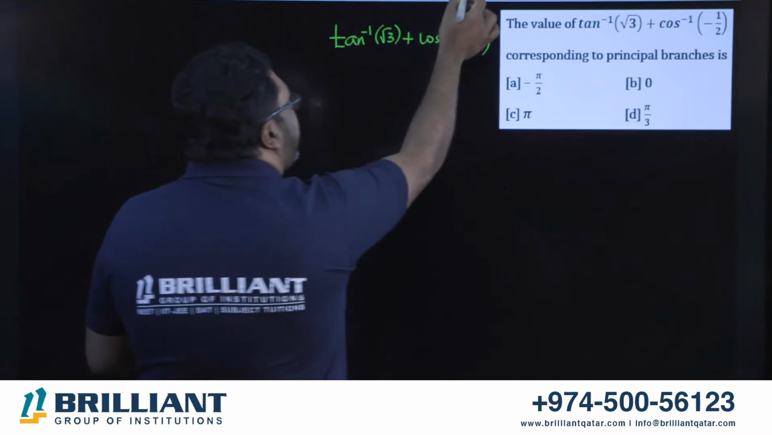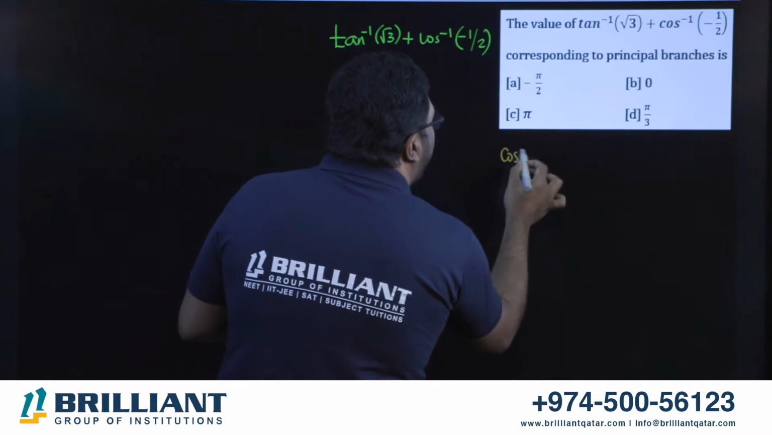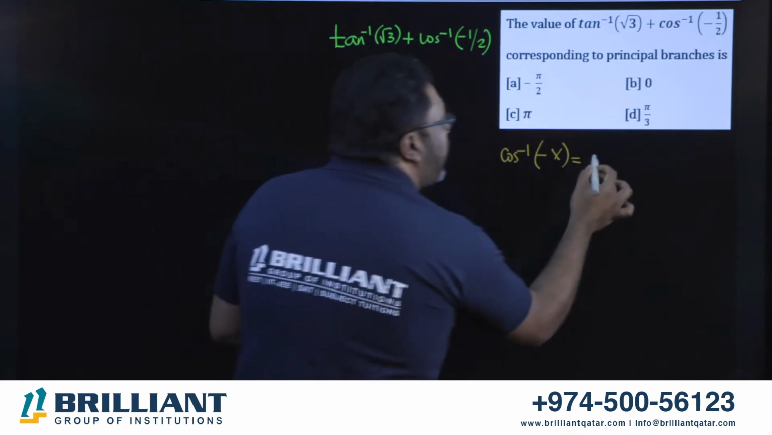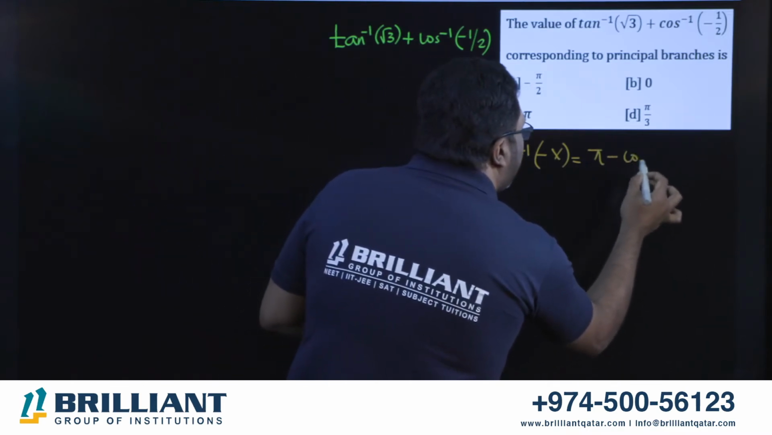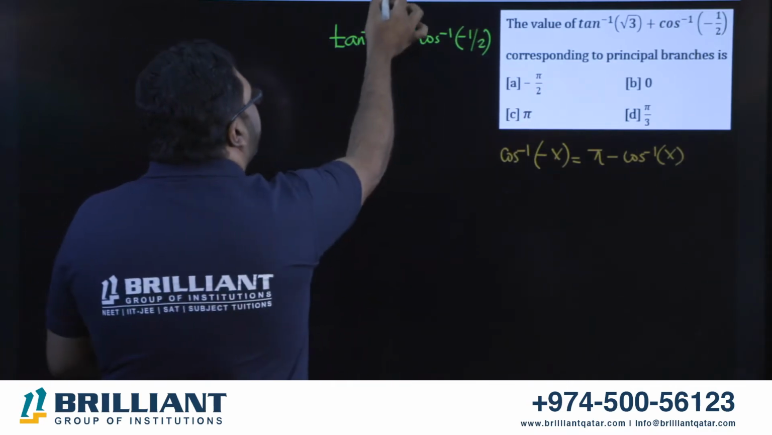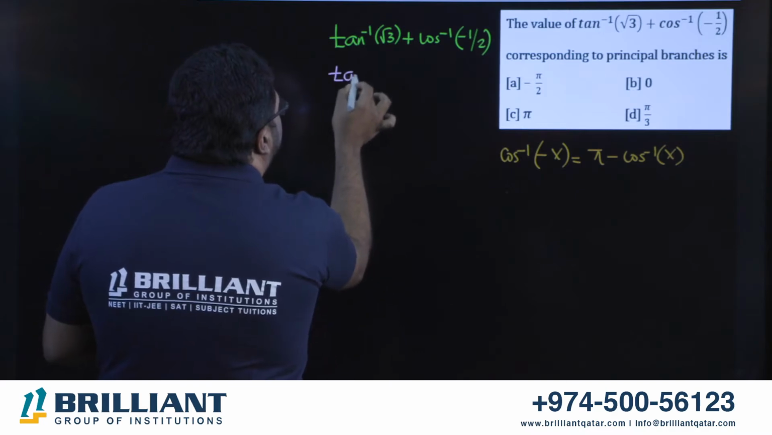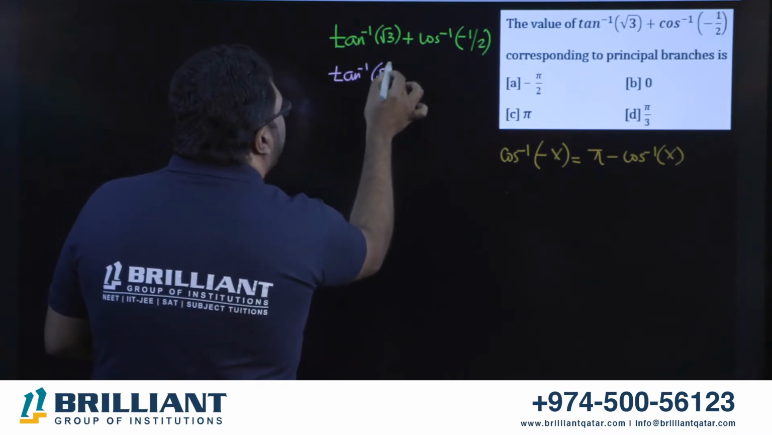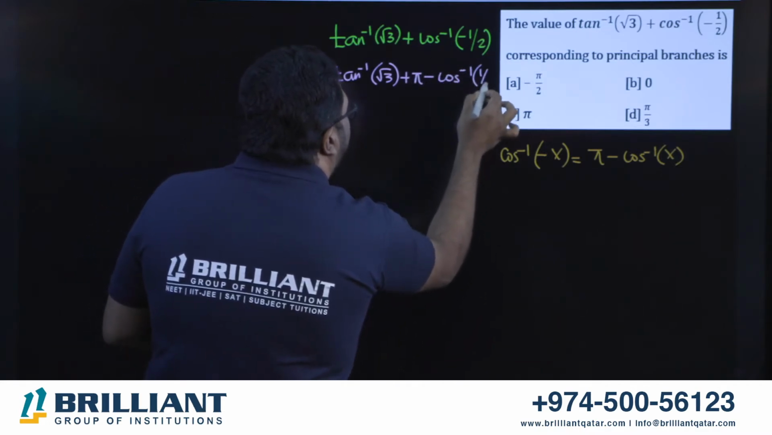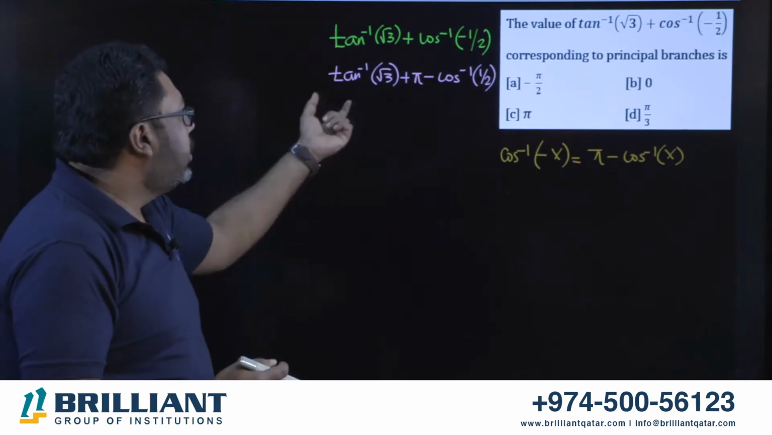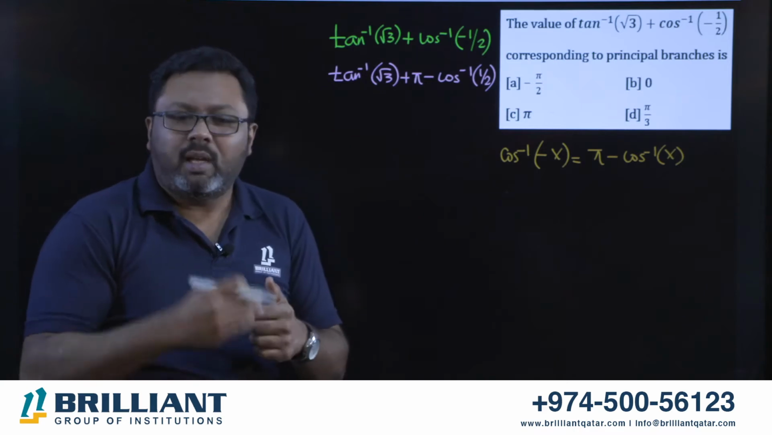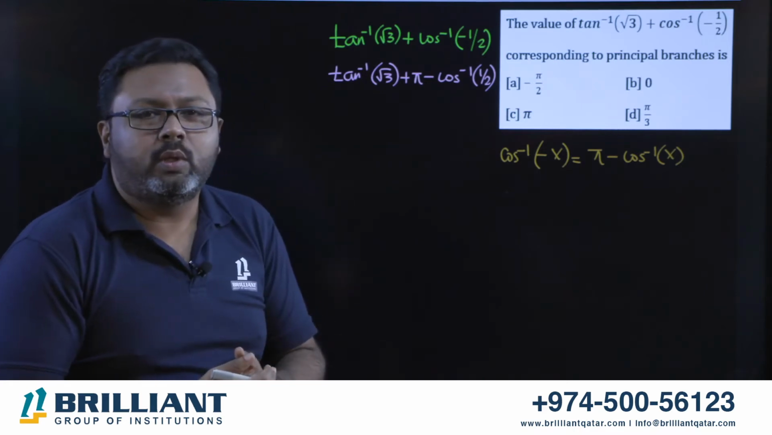So let's have a very quick understanding of what happens if the cos inverse of a negative value is taken. Cos inverse of minus x is pi minus cos inverse x. Apply that over here. Your answer is going to become tan inverse of root 3 plus pi minus cos inverse of half. Now, you would have learned to do calculations to find tan inverse of root 3, but in MCQs we cannot wait so long to do the calculations.